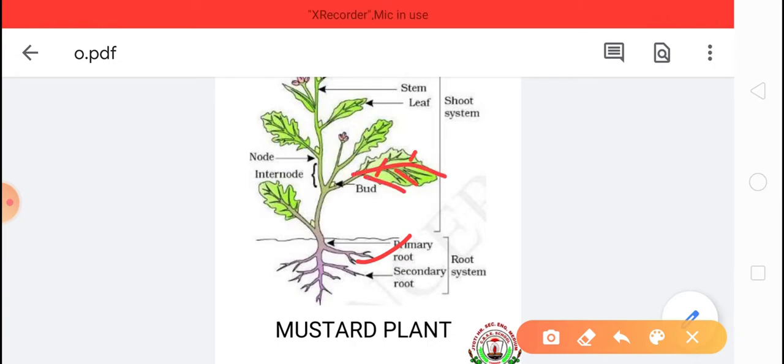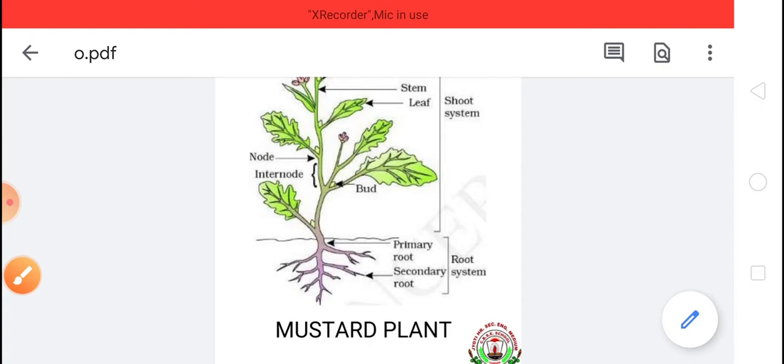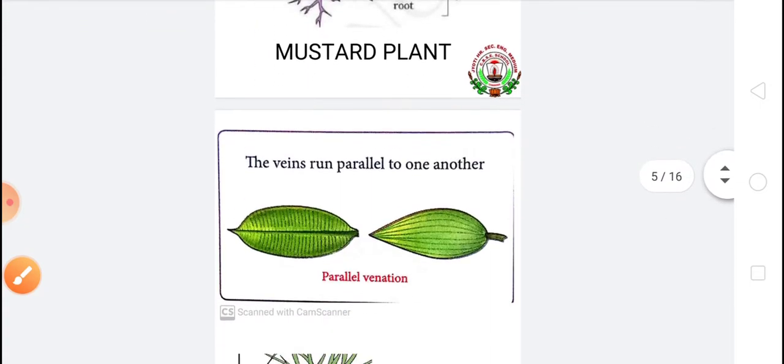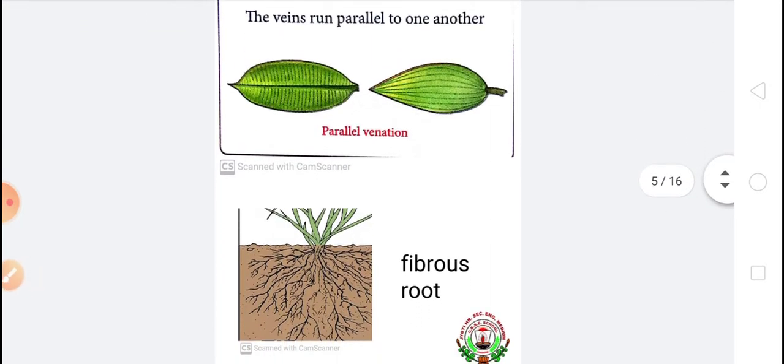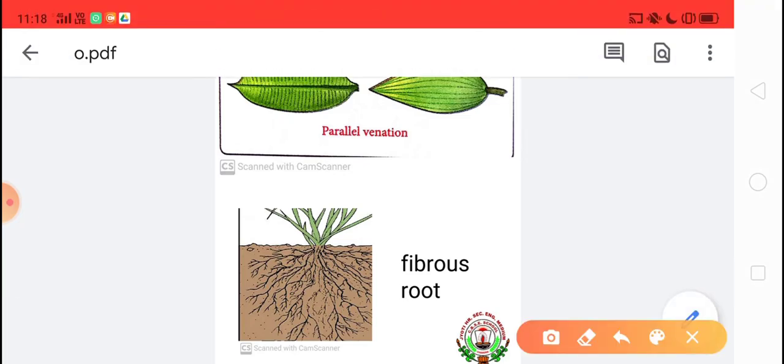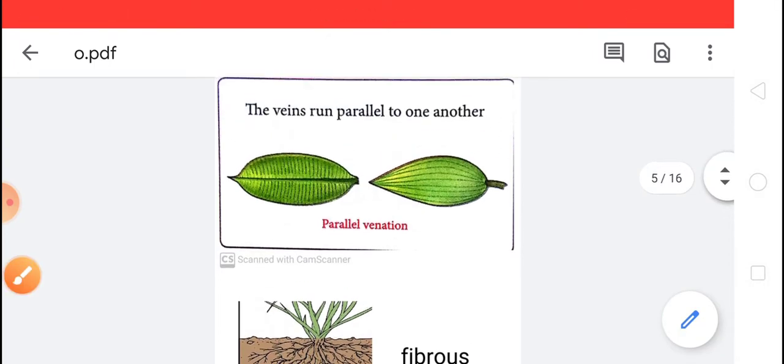Okay, I hope you understood reticulate venation well. Now move to the next type of venation, parallel venation. The veins of the leaves of the plant with fibrous root system, means the plants that have fibrous root system, have the parallel venation in their leaves.